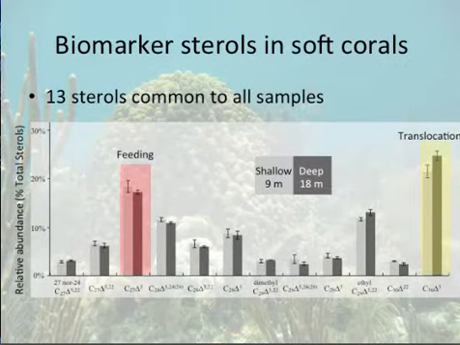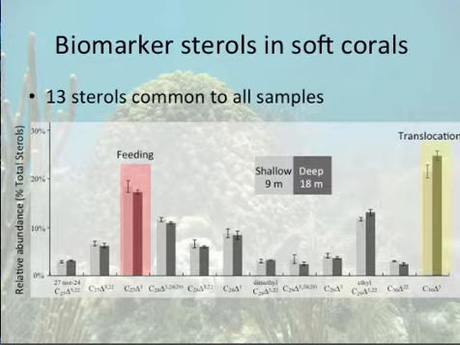I looked at biomarker sterols in particular, and I was able to identify 13 sterols that were common to all of the samples. These sterols included biomarkers for feeding as well as biomarkers for translocation. And this translocation biomarker is the ergosterol that I mentioned earlier.